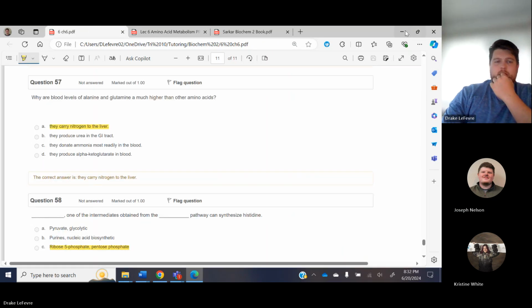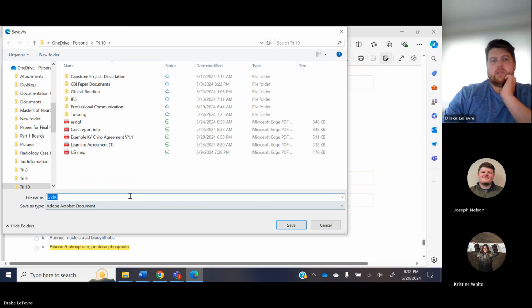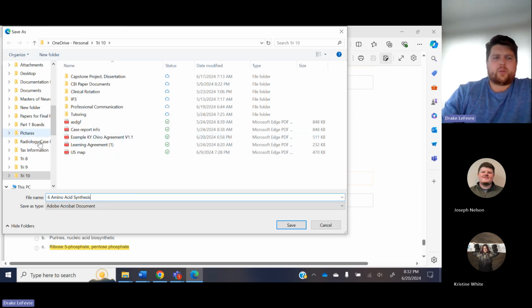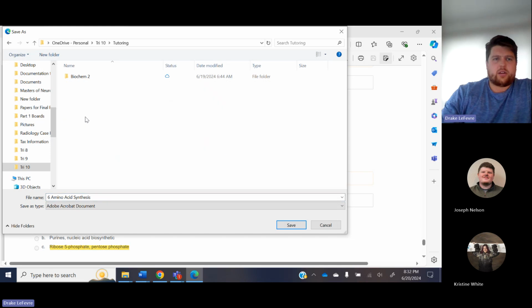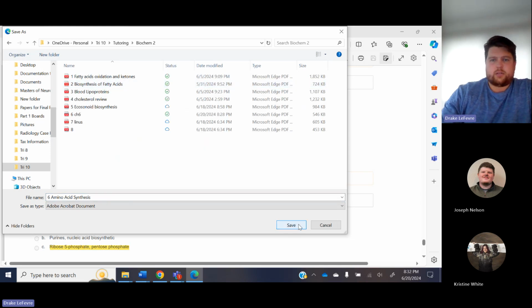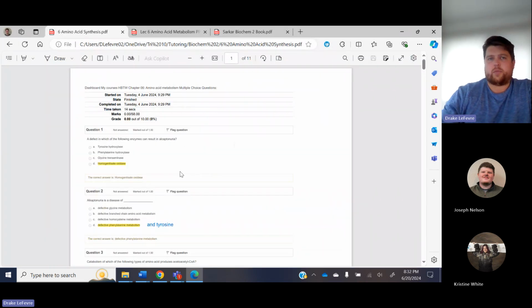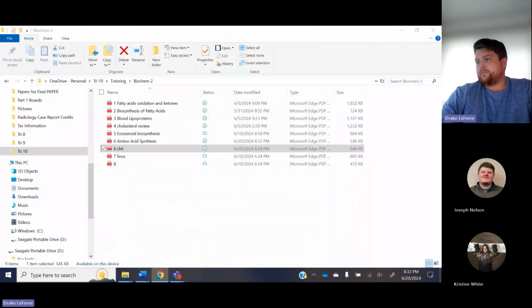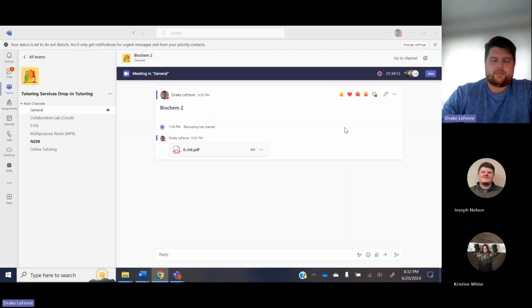Mm-hmm. Okay. Just to be safe, what is this? Amino acid. Can you open it up on your end and double check and make sure that it's the filled out one with extra stuff? Yeah, it is. Okay, good. We got through that one pretty quick, guys.